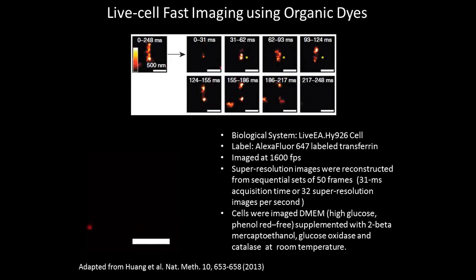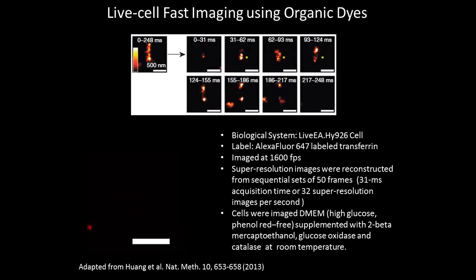In this case, the switching buffer was optimized such that it was live cell compatible, where you're essentially imaging in phenol red media and using very small amounts of thiol so that it doesn't affect the live cell characteristics.